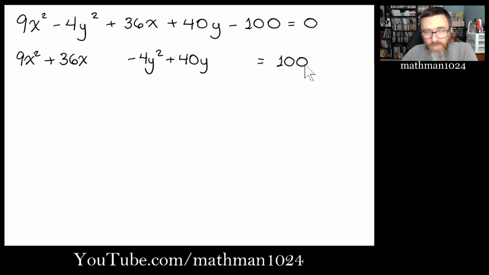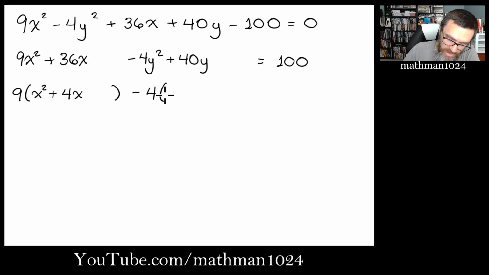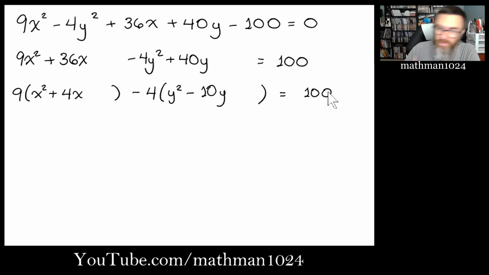Now, as we did before, we want to factor out that leading coefficient for each of these groups. So factor out the 9. We have x squared plus 4x. Leave some space because we got to have room to complete the square. This next part, factor out a negative 4. So we would have y squared minus, pay attention to your signs, 10y, leave some space, and then we have the 100 here on the right side. We'll work with him in just a moment.